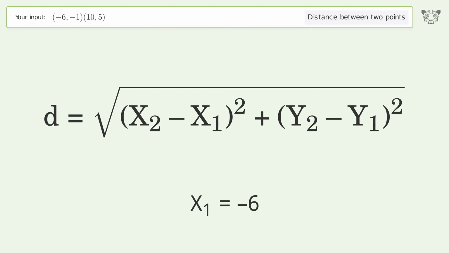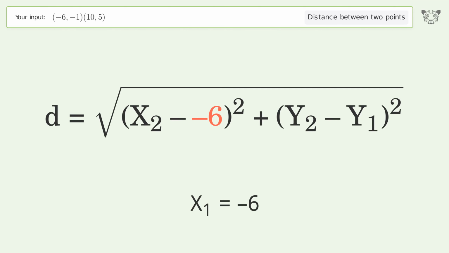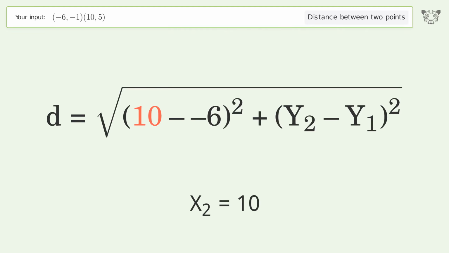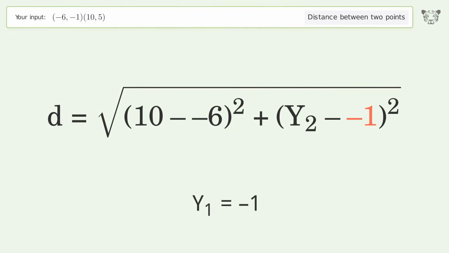x1 equals -6. x2 equals 10. y1 equals -1. y2 equals 5.